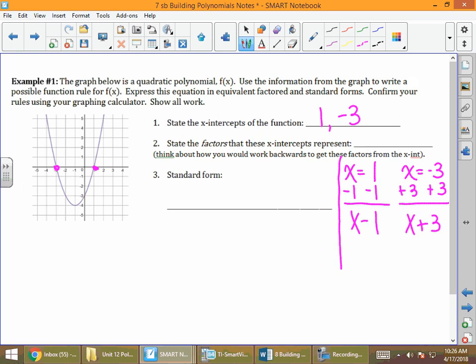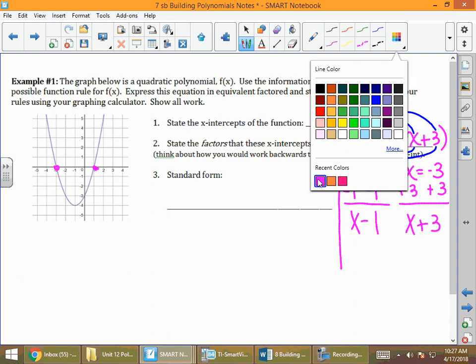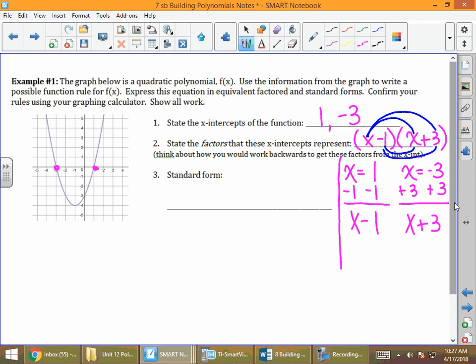Therefore, in factored form, we can say this is x minus 1 times x plus 3. There's the factored form. Standard form means that we need to multiply this out. So we're going to use double distributive property. We're going to FOIL however your Algebra 1 teacher taught you. And on my paper, I wrote right beside standard form, I did the work.